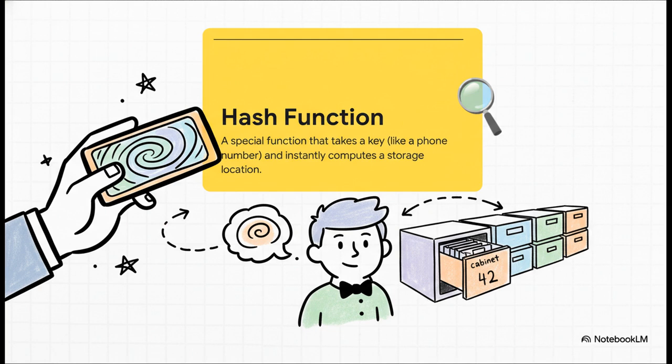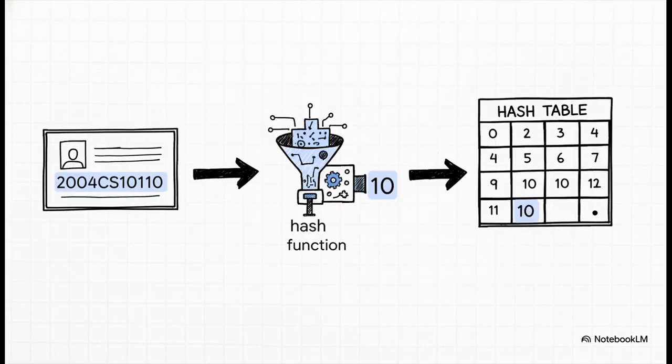No searching required. Here's a really simple way to imagine how that calculation works. Let's say we have 100 storage slots, numbered 0 to 99. We can take a key, like a really long phone number, and just do some simple math. Divide it by 100 and take the remainder. So a phone number ending in 04 gets assigned to slot number 4. A number ending in 89 goes straight to slot 89. It's a direct, totally repeatable calculation that just gives us an address.